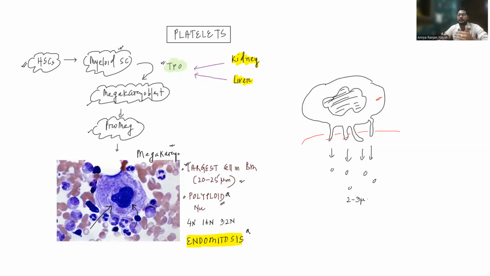They will extend pseudopods into the sinusoids, and these pseudopods, for various reasons, one of which is caspase activation, will fragment, and this causes the formation of platelets.